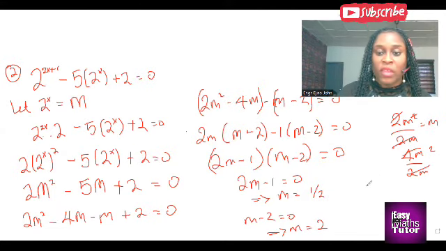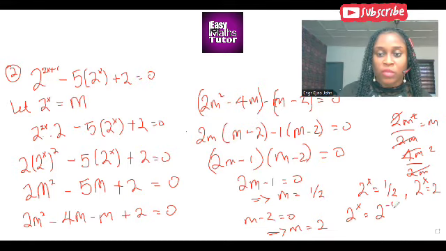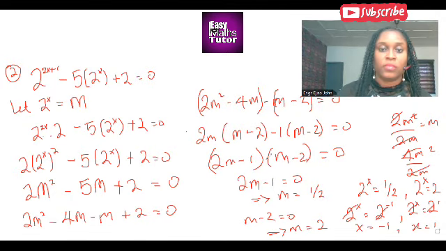So if we substitute the value of m, which is 2 raised to power x, equal to 1 over 2, and 2 raised to power x equal to 2, what do we have? We have 2 raised to power x equal to 2 raised to power minus 1. Remember the quotient rule. And then we'll have 2 raised to power x equal to 2 raised to power 1. Therefore, we have 2 values of x, which is minus 1 and 1. All right, remember we crossed out the bases.